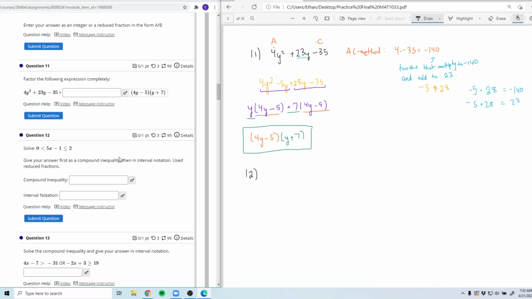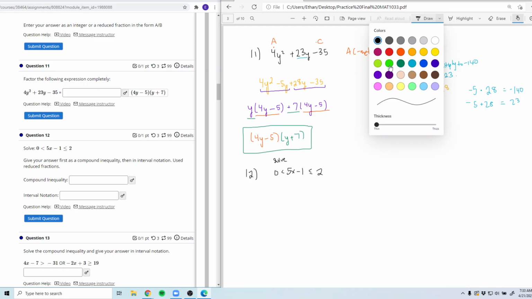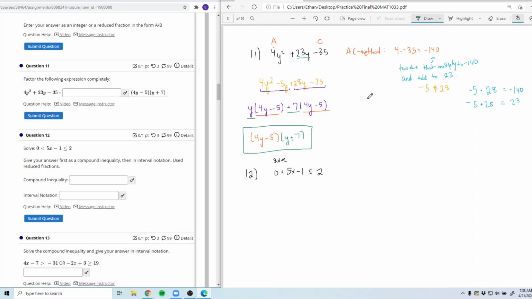Number 12 says solve 0 is less than 5x minus 1, which is less than or equal to 2. So what you want to remember here is when you have inequalities like this strung together, you can work them both at the same time. We want to get this x by itself. The first thing to do is add 1 everywhere. Right? So we want to add 1 to get rid of that 1, but we also have to add 1 on both sides of the inequality. We have to add it over here at the 0 and over here at the 2.